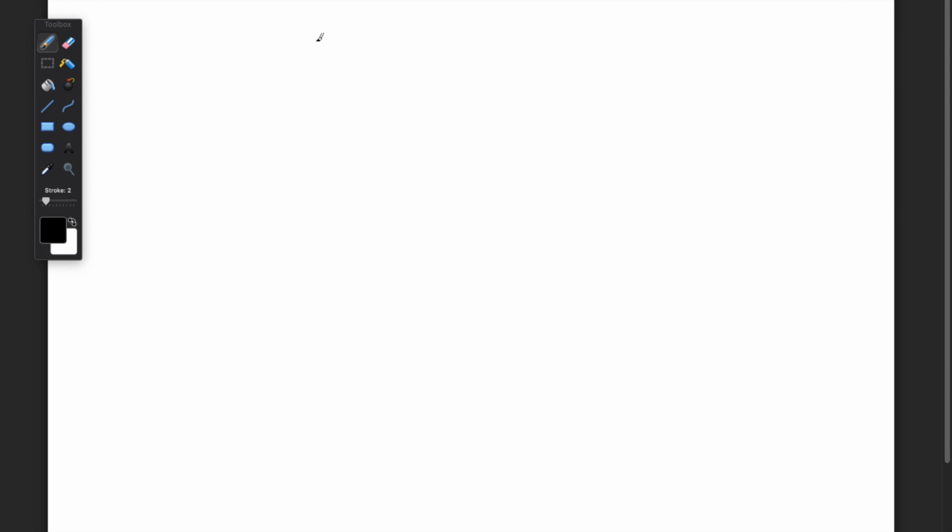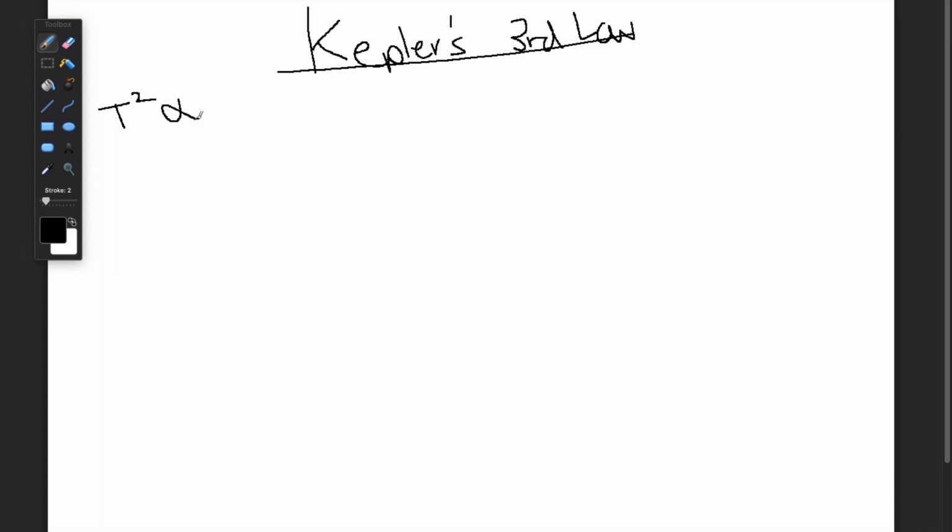Hey guys, so today we're going to be deriving Kepler's third law of planetary motion. This is probably one of my favorite derivations. This is a law where T squared is proportional to r cubed. So what does that mean?